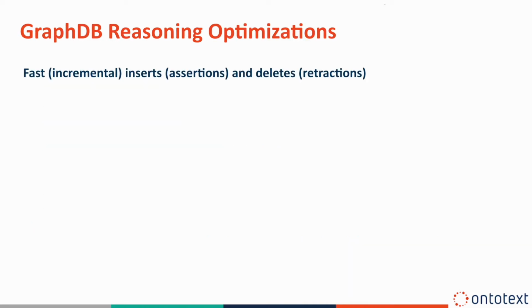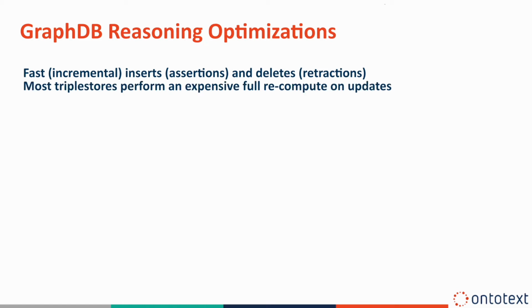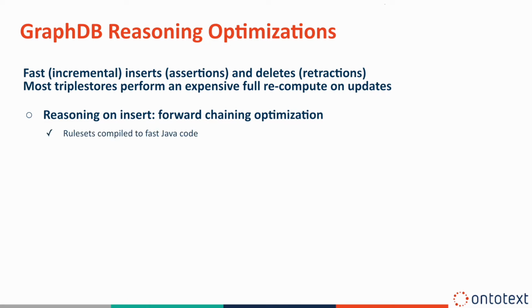If you want to use GraphDB for reasoning optimizations, you need to know that most triple stores perform an expensive full recompute on updates. The first optimization tactic is reasoning on insert. This is a forward chaining optimization, where rule sets compile to fast Java code. Every statement is passed through all rules. The first check is in memory, reducing the need for lookups.